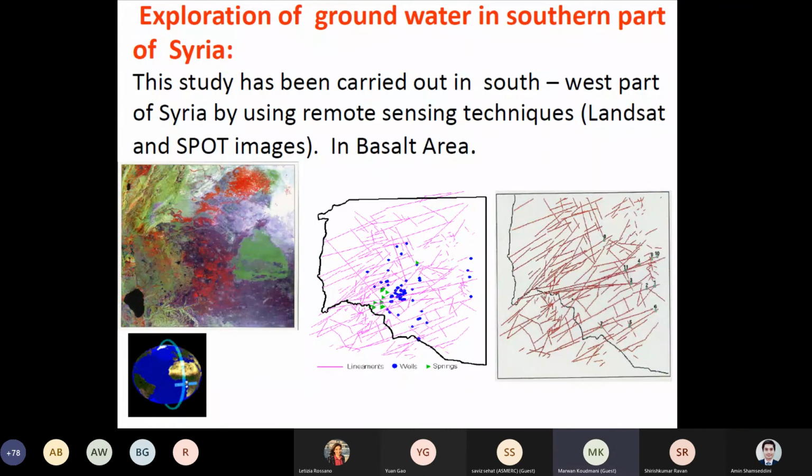Also exploration of groundwater in the southern mountains of Syria by using Landsat and space images. We can see this space imaging, and by analyzing with ERDAS software, we can get a lineaments map and drilling, water, and springs in Syria. With analyzing these maps, we can get perspective locations of groundwater.